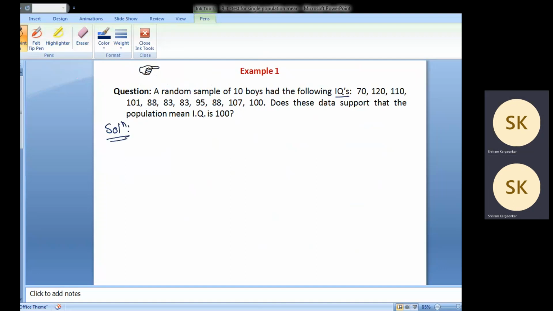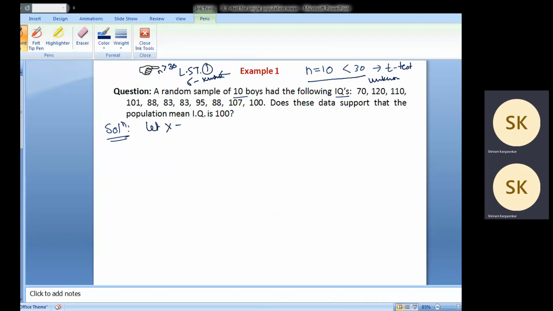How do we identify that this is a small sample test, a t-test? First of all, you see the sample size. What is the sample size? 10, which is less than 30. So a t-test will be there. It is equivalent to the large sample test, but there the sample size is greater than 30, here it is less than 30. There sigma is known, but here it is unknown. Let's see how to calculate.